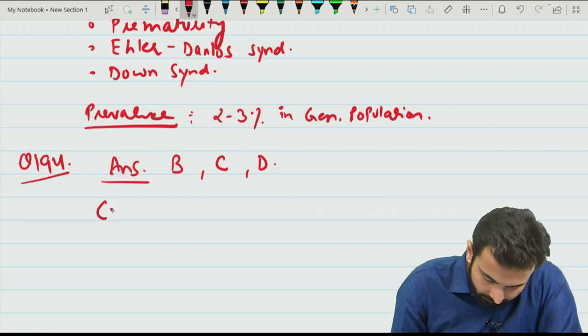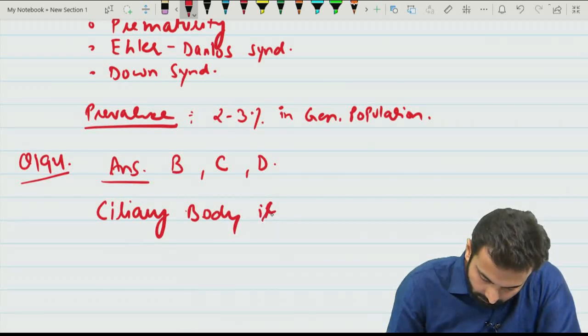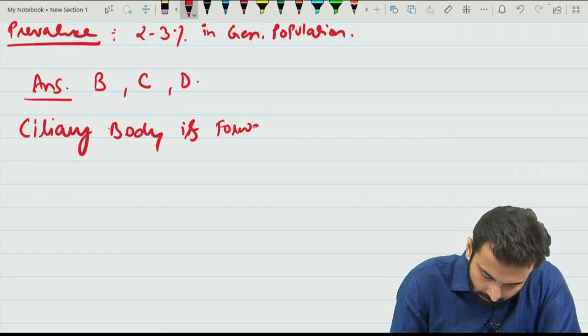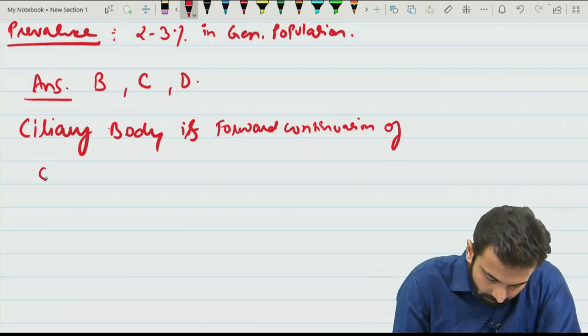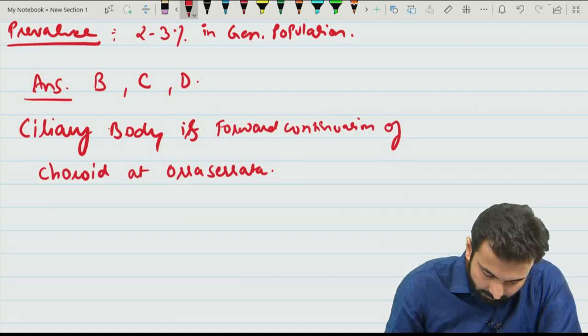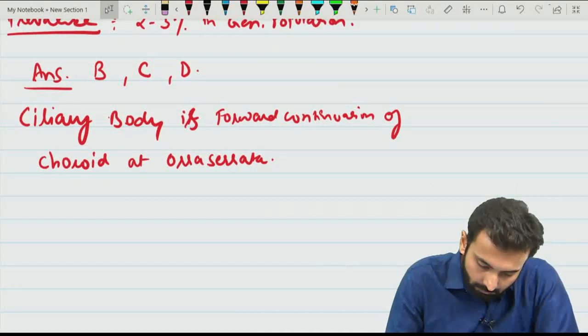So what is ciliary body? Ciliary body is the forward continuation of choroid at ora serrata. Remember, ora serrata is the anterior termination of retina, right?